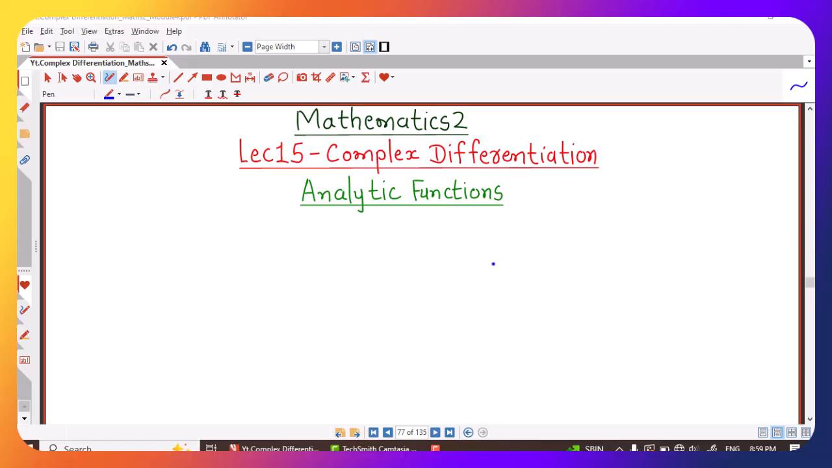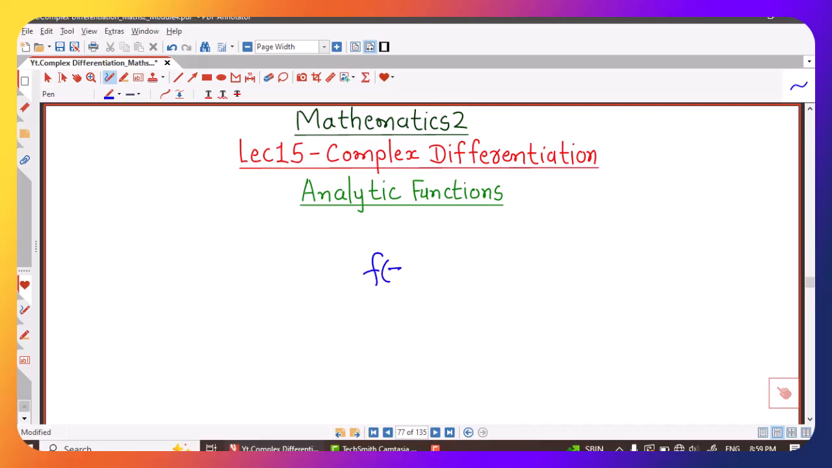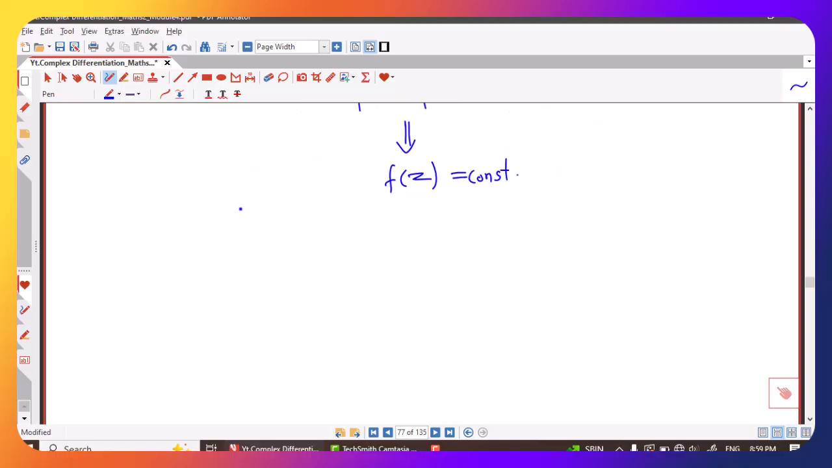In the previous lecture we discussed one property of analytic functions: if f of z is analytic in some domain D, and if the absolute value of f of z is constant in domain D, then f of z is also constant in that domain D. In this lecture we are going to discuss two more properties of analytic functions.